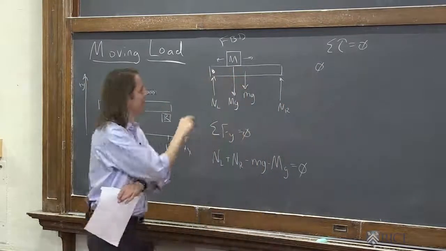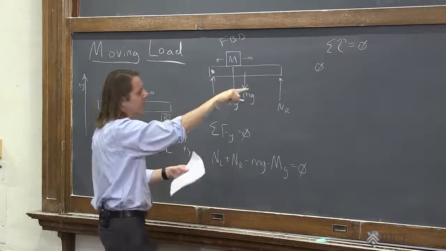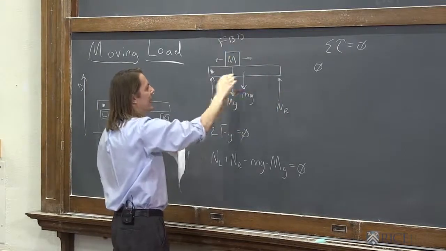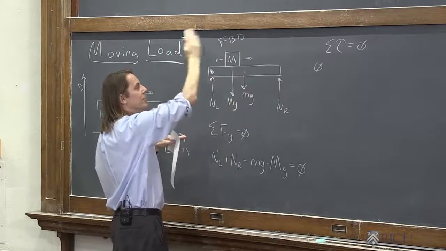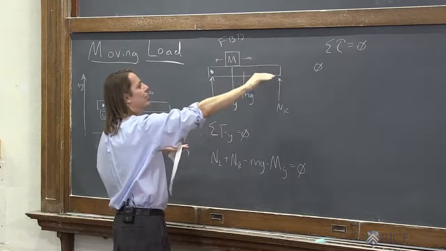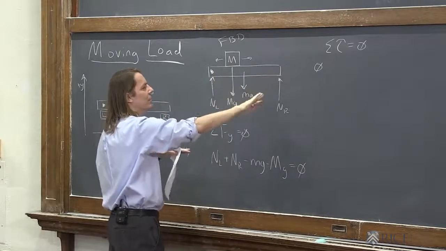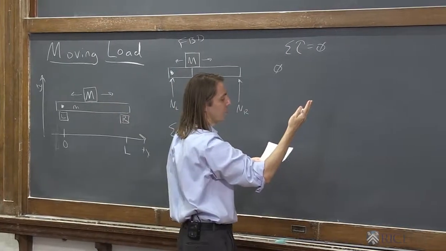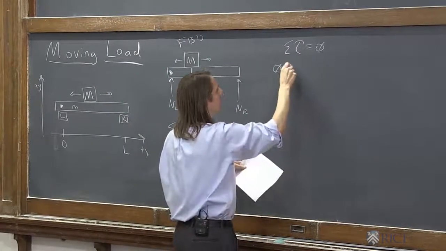Zero for that force. The normal force on the right does create a torque, and it is positive because it's counterclockwise, and it's being applied perpendicular to the length of the board, which is along this axis, so it's just N_R times L. So I think the order I wrote that was, yeah, N_R times L.